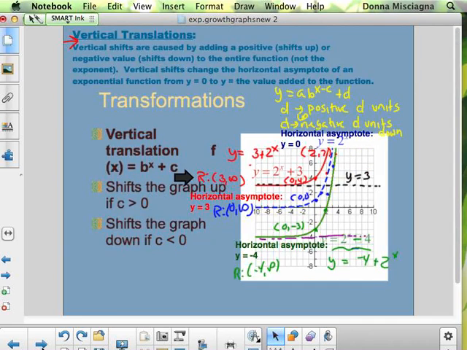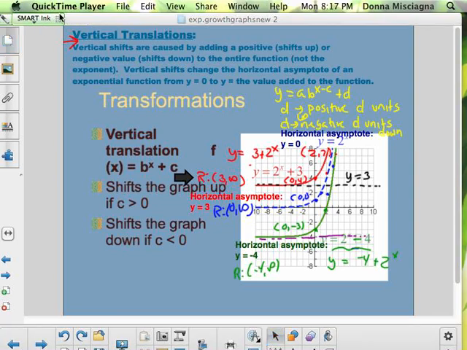And moving along, vertical translation. So vertical translations are caused by adding something to the whole function. If it's positive, it shifts up. If it's negative, it shifts down. Vertical shifts change the horizontal asymptote of an exponential function from y equals 0 to y equals whatever the value is that you added to the function.